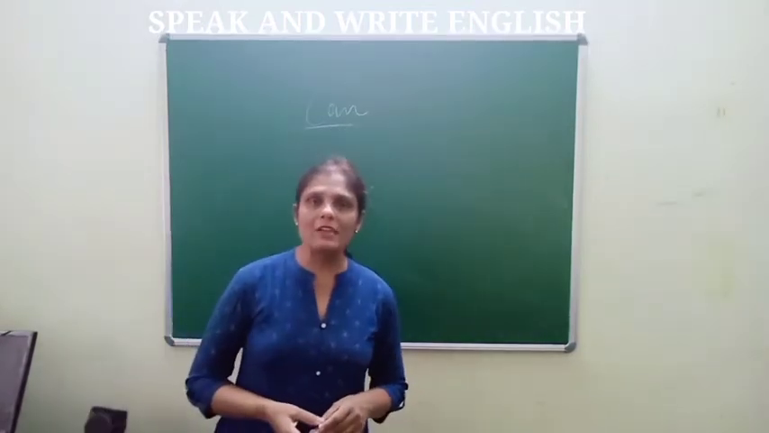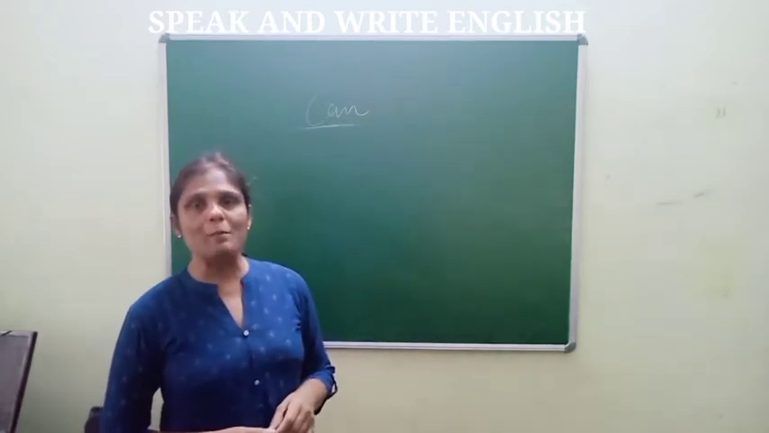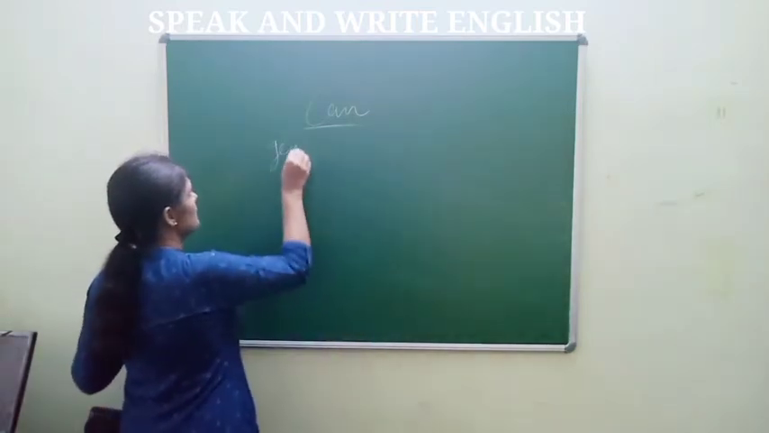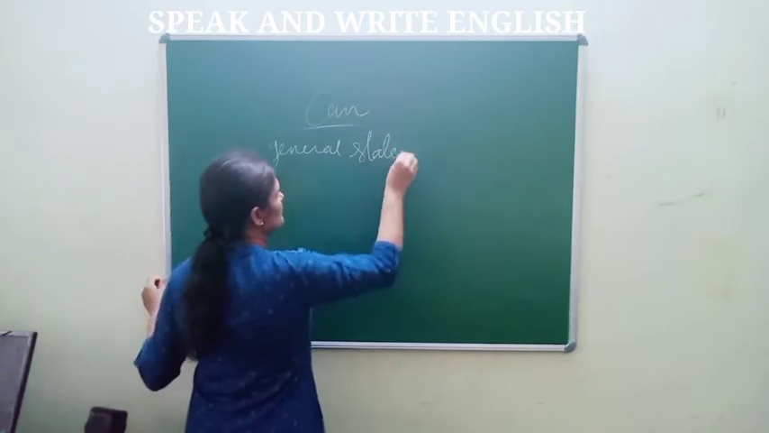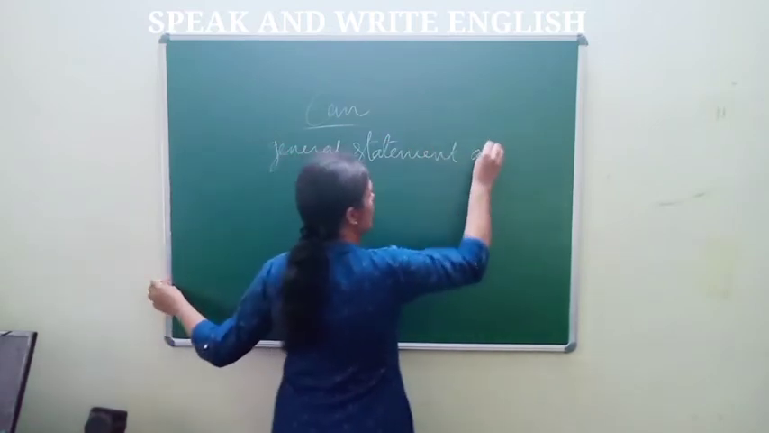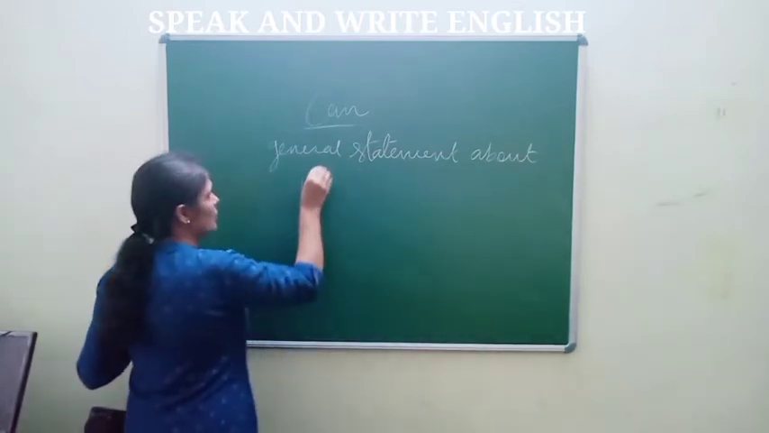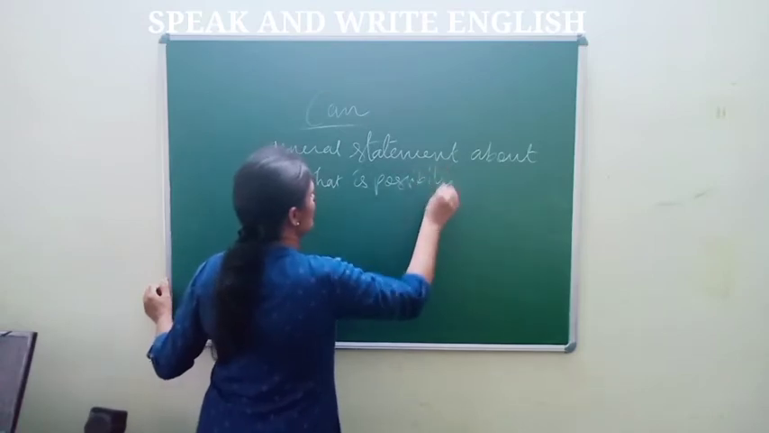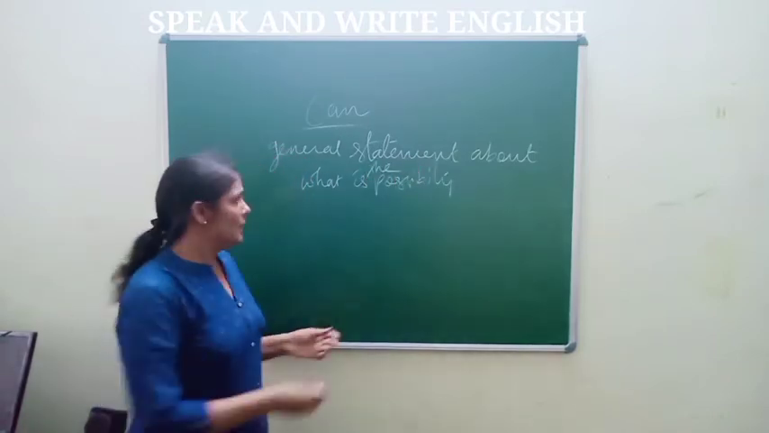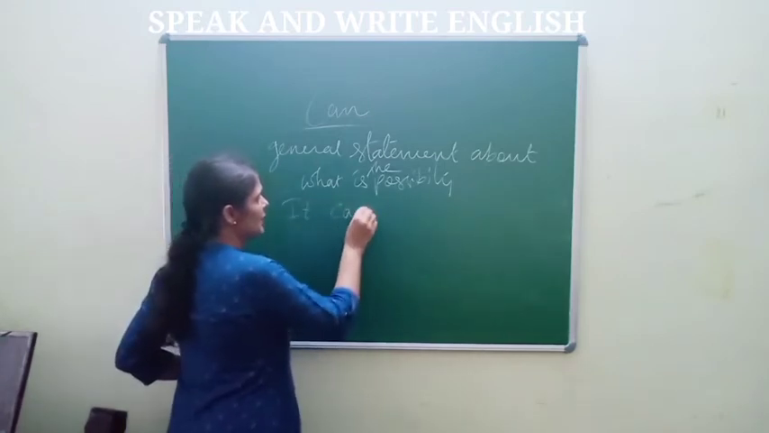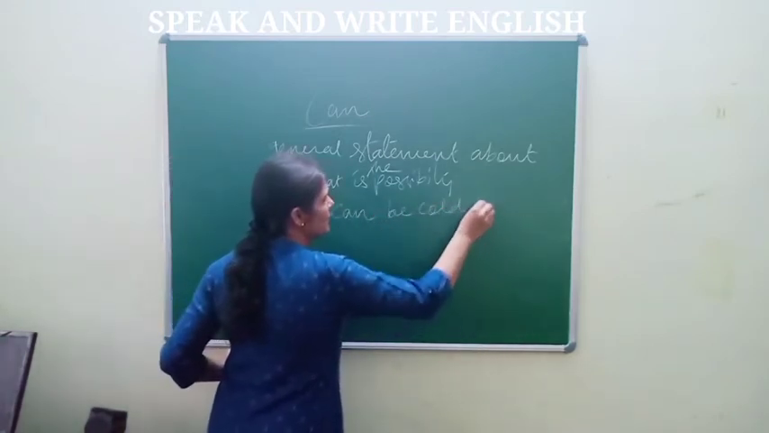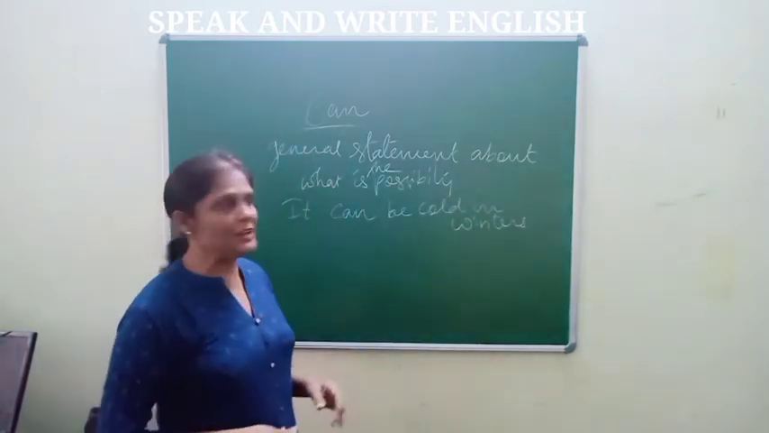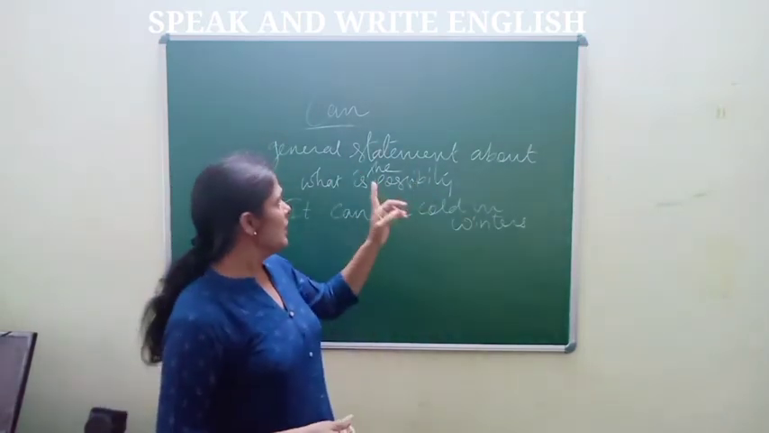You can also make use of the modal can when you want to make a general statement about what is possible. That is a possibility. What is a possibility? For example, it can be cold in winters. It can be cold in winters. That is a general statement about what is possible.